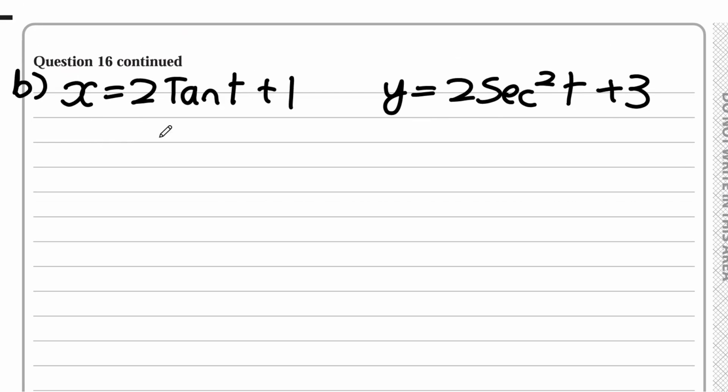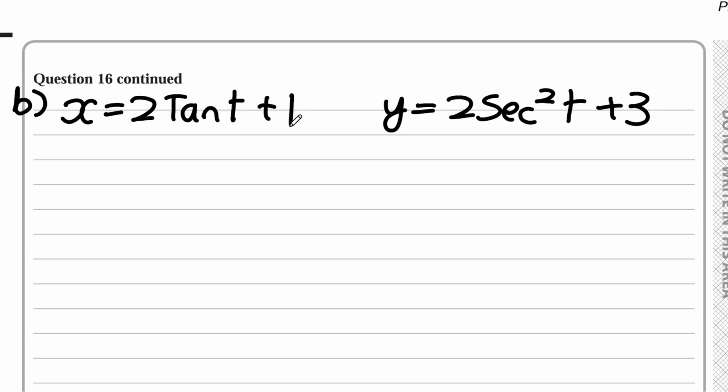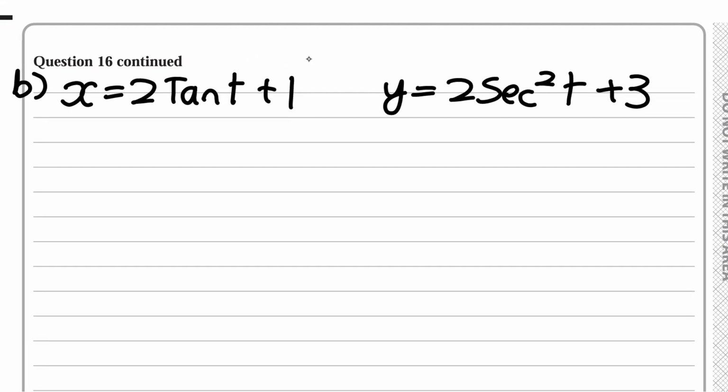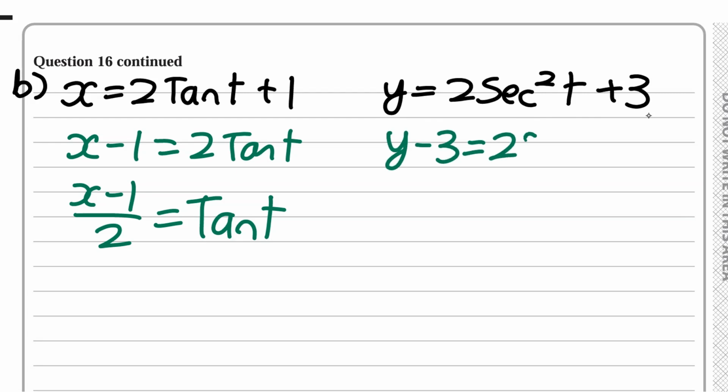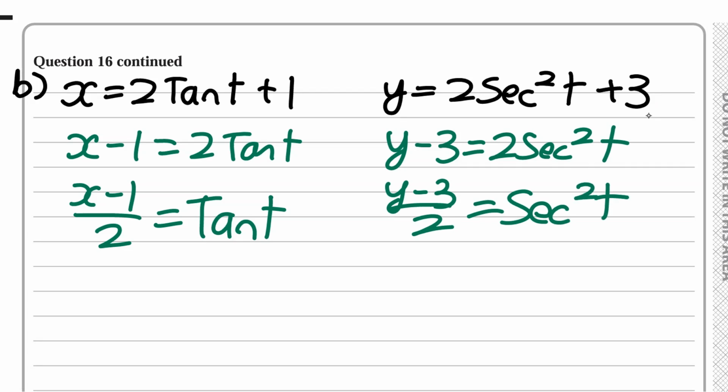Let's start with the x parametric equation. Let's rearrange in order to make tan t the subject. So let's move this plus 1 to the other side, so it becomes x minus 1 is equal to 2 tan t. Then divide both sides by 2, so we get that x minus 1 over 2 is equal to tan t. If we then work with the y parametric equation and rearrange in order to make sec squared t the subject, move this plus 3 to the other side, so we get that y minus 3 is equal to 2 sec squared t, and then divide both sides by 2, so we get that y minus 3 over 2 is equal to sec squared t.